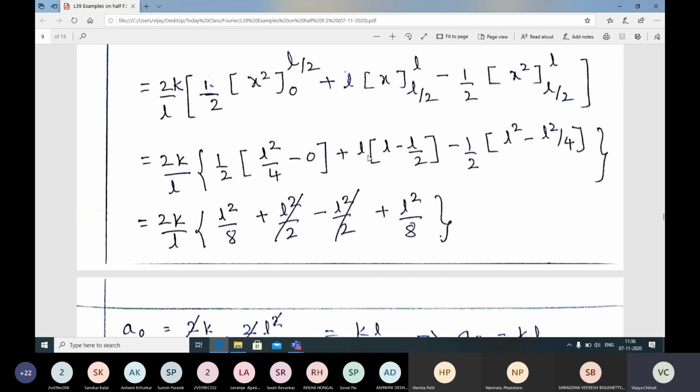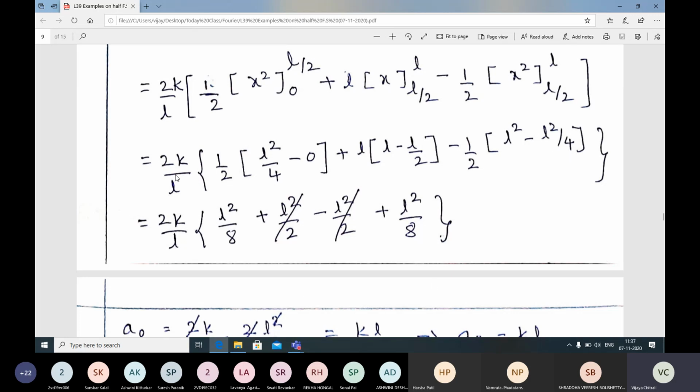Next, plus this L is as it is. In place of x, upper limit L, minus lower limit L by 2. Only we have x, so in place of x, replace upper limit L, lower limit L by 2, right? Minus 1 by 2 as it is. In place of x, substitute upper limit. Upper limit is L. So in place of x, substitute L. L square, minus lower limit L by 2. L by 2 raised to 2 is L square by 4.